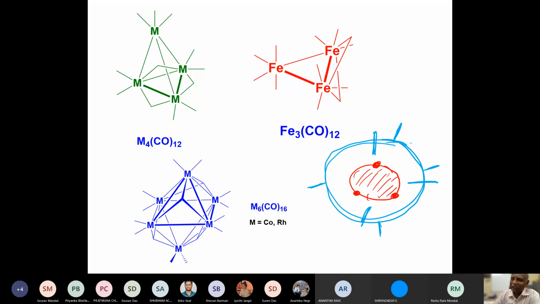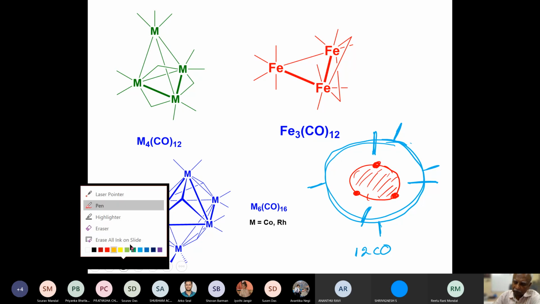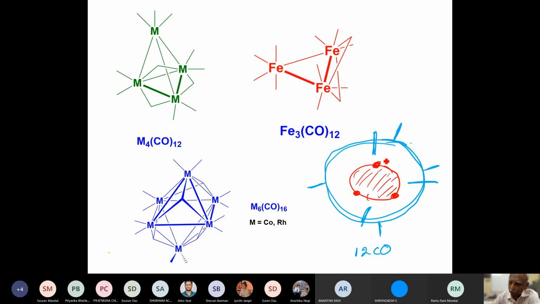So we have drawn only 8. Let's imagine that the other 4 are on the back side of the screen, so you're not able to see them. So you have a total of 12 carbon monoxides. And you have 3 Fe atoms, 3 Fe atoms, and there are 2 spheres.